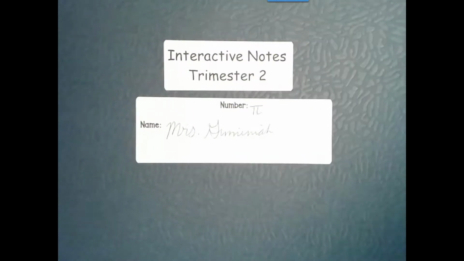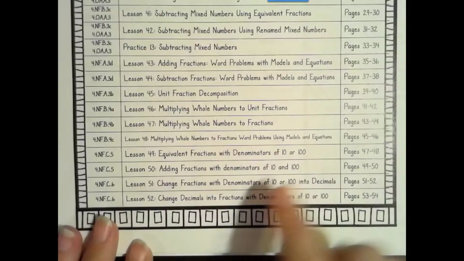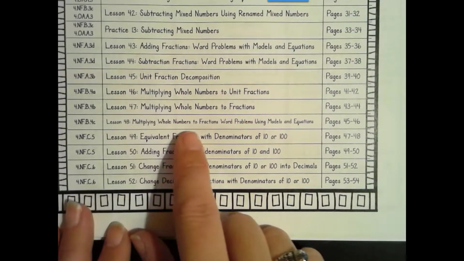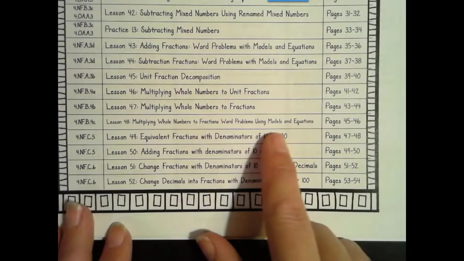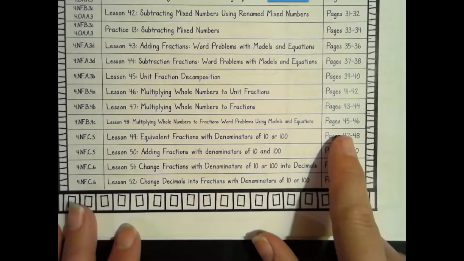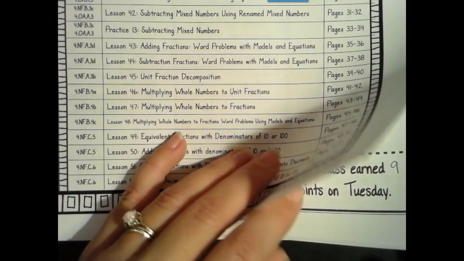Welcome to lesson 48 of our interactive notes. We are multiplying whole numbers to fractions, word problems using models and equations. So we're going to look at some more word problems, pages 45 and 46.